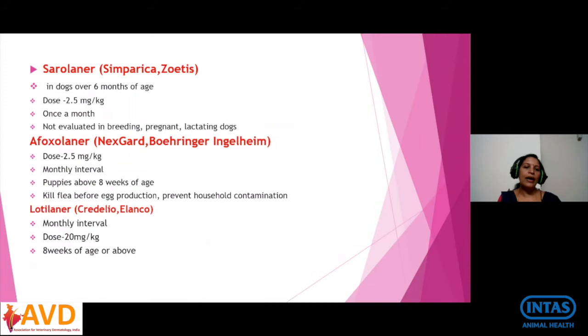Sarolaner, Simparica, can be used over 6 months of age. That is also a monthly administration, 2.5 milligram per kg body weight. Afoxolaner, NexGard, 2.5 milligram per kg body weight, for puppies over 8 weeks of age. It kills fleas before reproduction and prevents household contamination. Lotilaner, Credelio, is given at a monthly interval, 20 milligram per kg body weight, for 8 weeks of age and above.